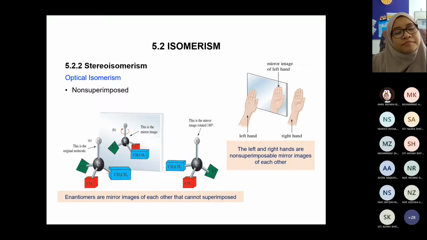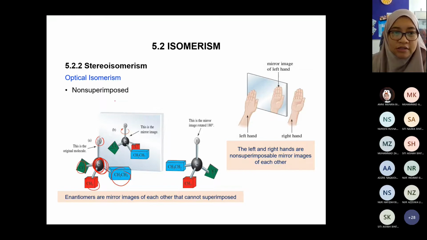Okay, like I said just now, so they are attached to 4 different group of atoms. So then this is called chiral carbon. So this is the original molecule. So how would you draw the enantiomers? So basically, you have a mirror. You imagine you have a mirror and you reflect that original molecule. Okay, and the mirror image will be the enantiomers of the original molecule. Okay, all right. So it's like the mirror image is rotated 180 degrees. So like I've mentioned to you just now, the left hand, the right hand.